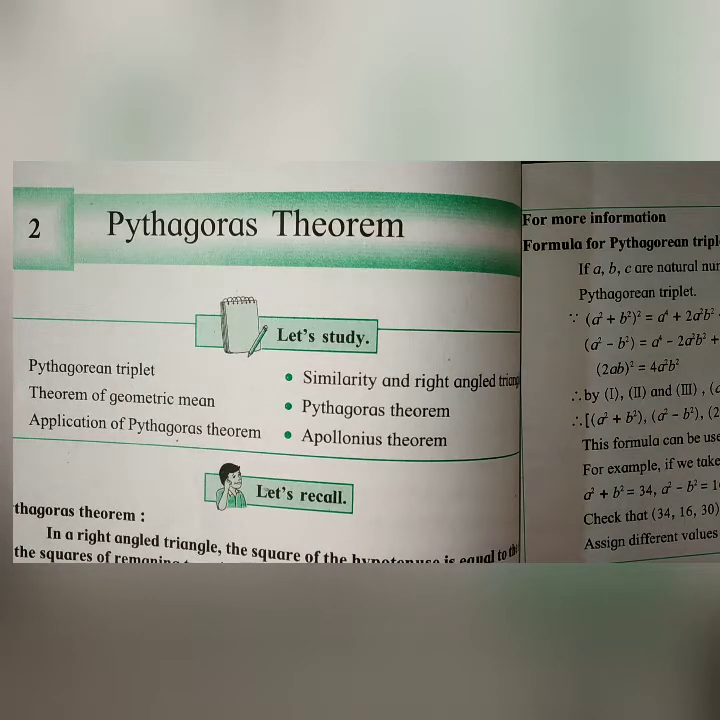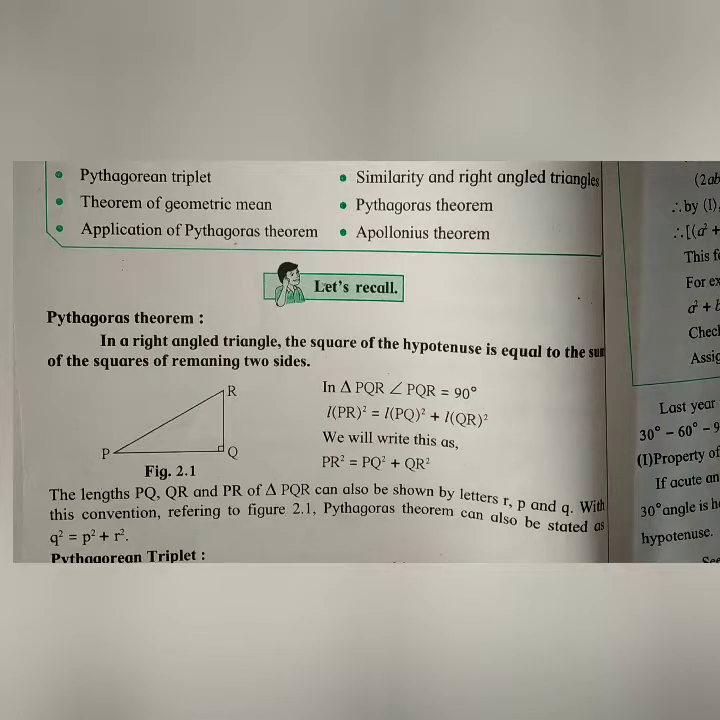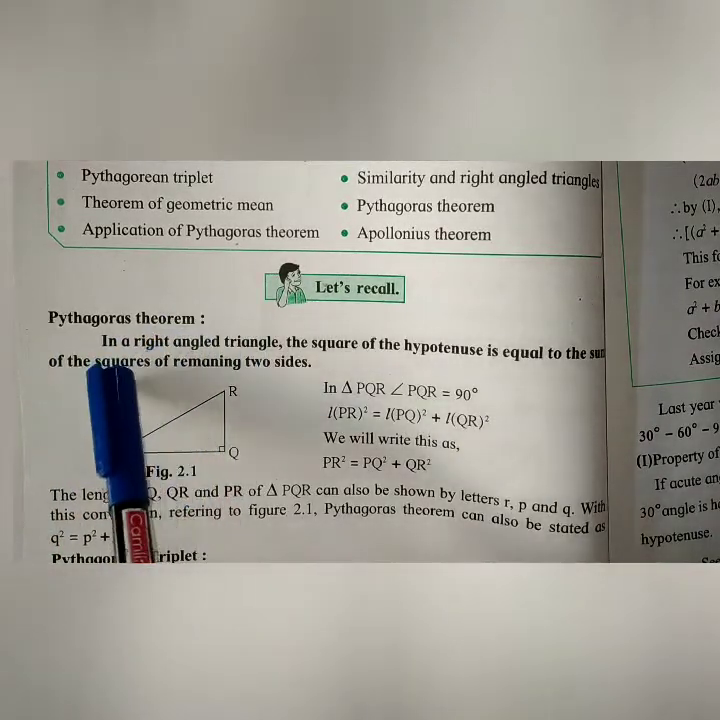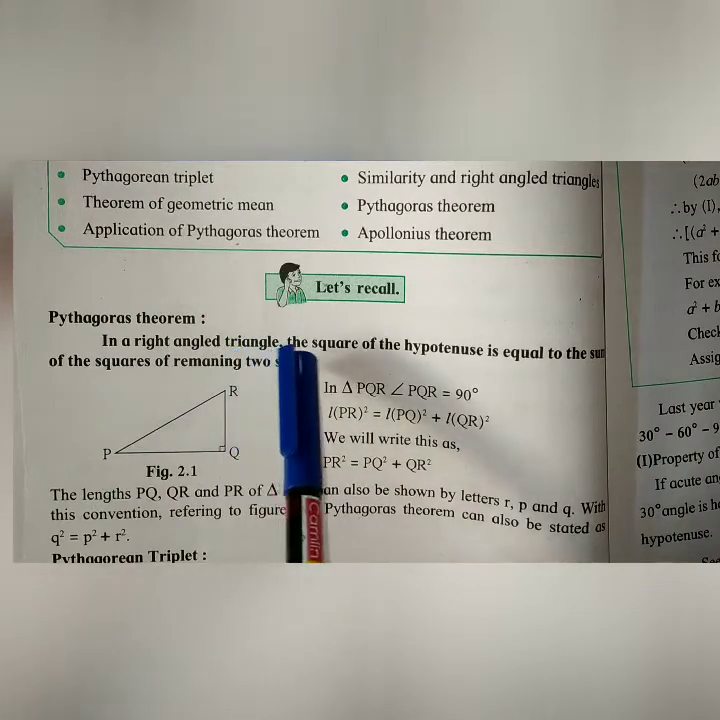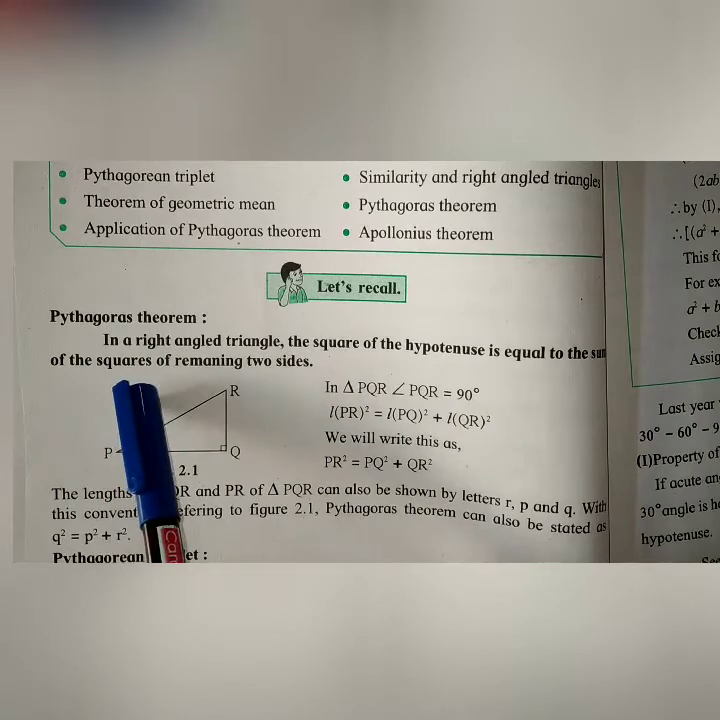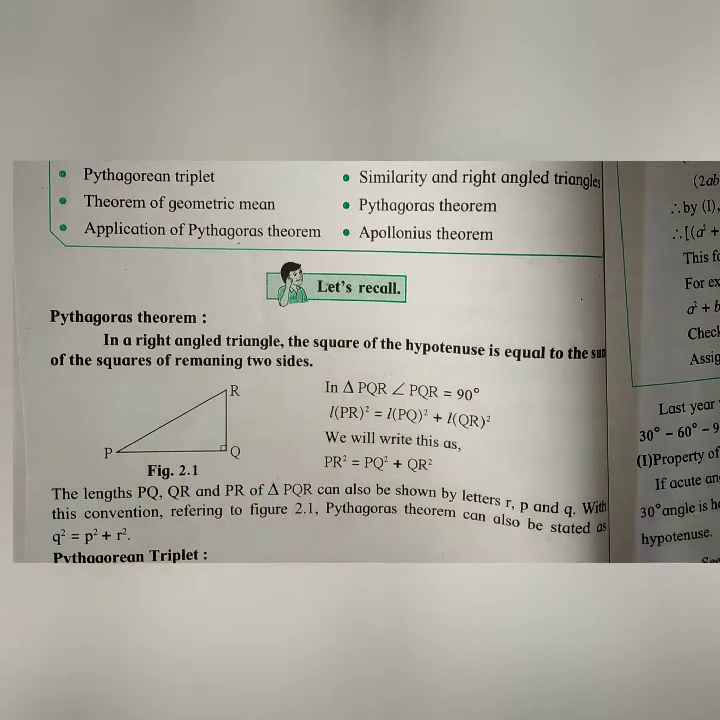Now, in 7th standard, we studied the Pythagoras theorem and Pythagorean triplet, so we are familiar with Pythagoras theorem. Pythagoras theorem is applied in a right angle triangle. Now, what is the statement of Pythagoras theorem? In a right angle triangle, the square of the hypotenuse is equal to the sum of the squares of the remaining two sides.